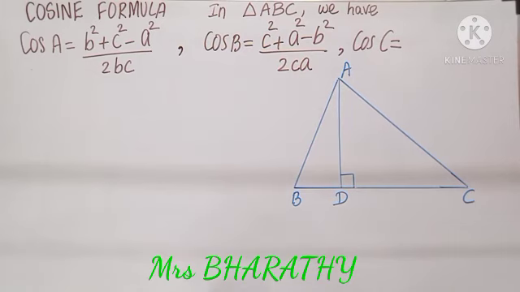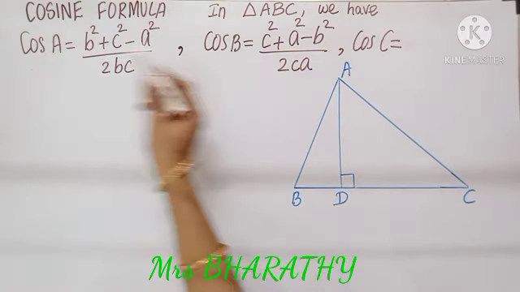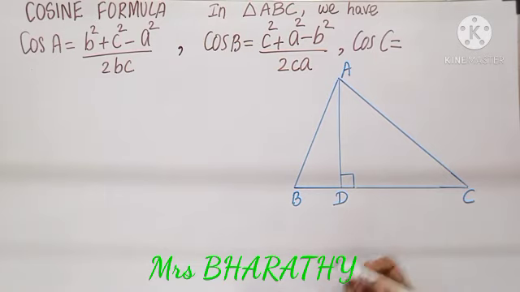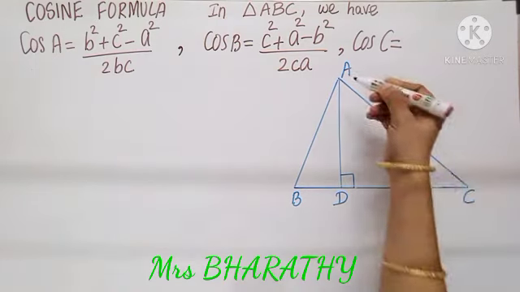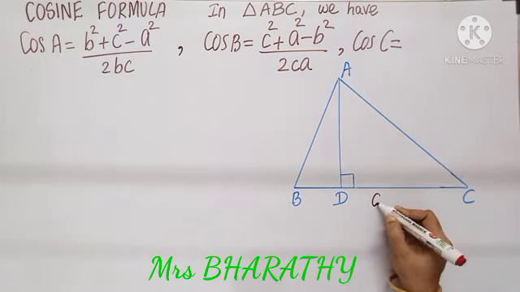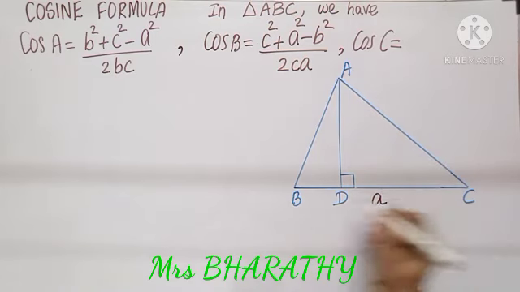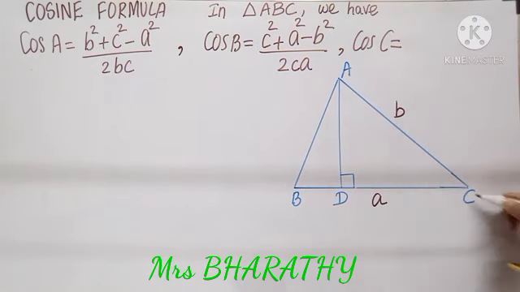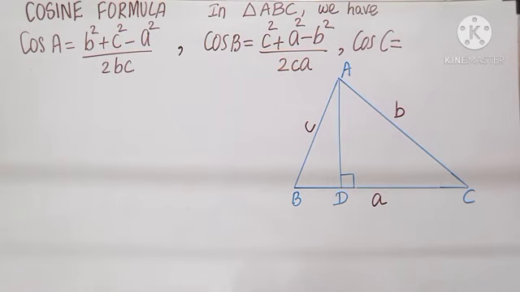Good morning children. In today's class we are going to learn about the cosine formula, a formula that links cos of the angles A, B, C with the sides of the triangle. Let us remember, if ABC is the triangle, opposite to A I will write small a. This length is small a. Against B, small b. Against C, small c.